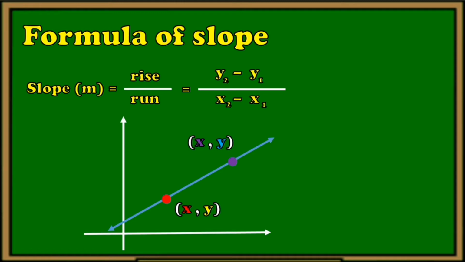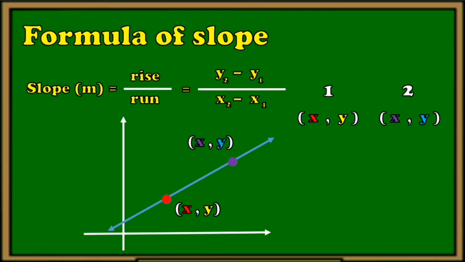Now to make it easier, just write two numbers, 1 and 2, in horizontal position. And under each number, write the coordinates of the points. Let's say under 1, we're going to write the coordinates red x and yellow y. And under 2, we're going to write the coordinates of violet x and blue y.